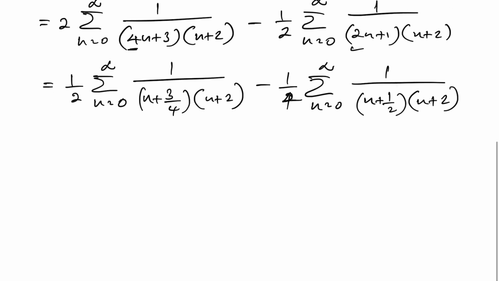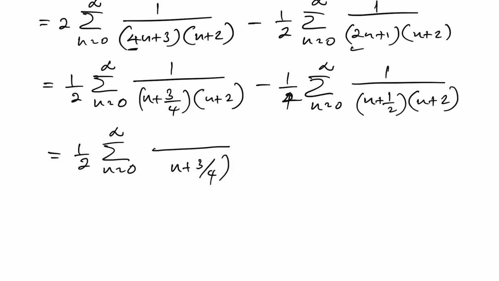Okay, then again I'm going to take the partial fraction. So here 1 half sum of n equals 0 to infinity 1 over, so here I'm going to write n plus 3 over 4. So we should plug in minus 3 over 4 for this n. So we have here 4 over 5. So in the numerator we can write 4 over 5. Then here we have minus 4 over 5 n plus 2.